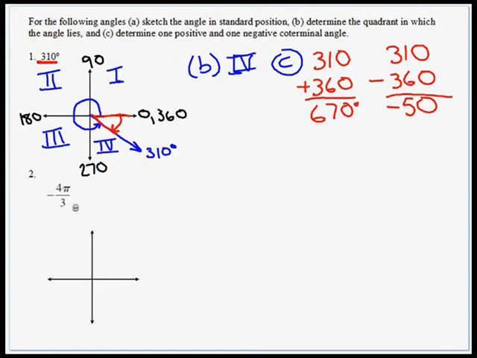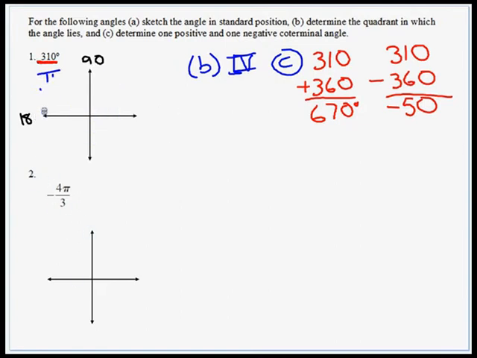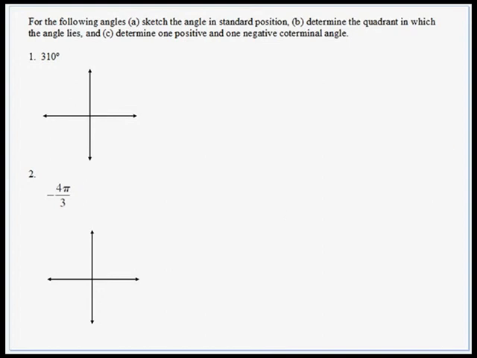Question 2 is the same type of question, but now we're dealing with radian measure. So for radian measure, we start at 0, and every 90 degree angle, or every right angle, is a half pi. So here we have a half pi radians, 1 pi radians, 3 halves pi radians, and then a full circle. We're back to 2 pi.